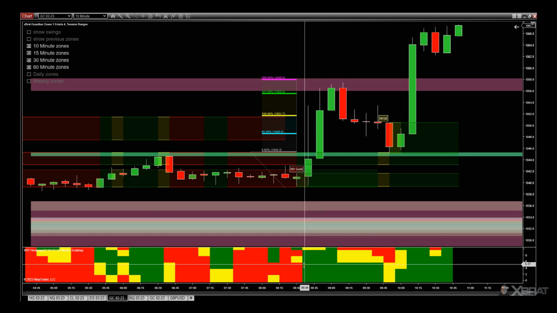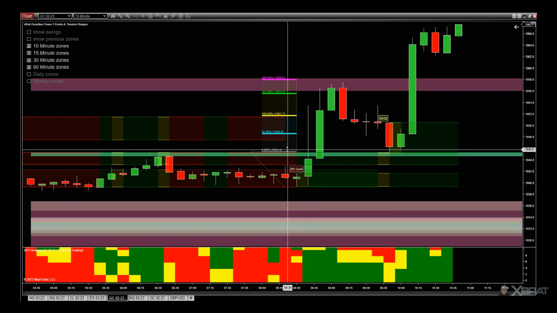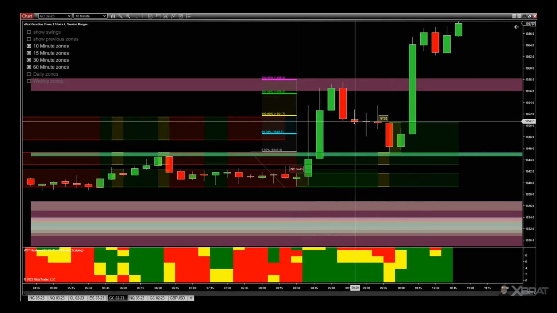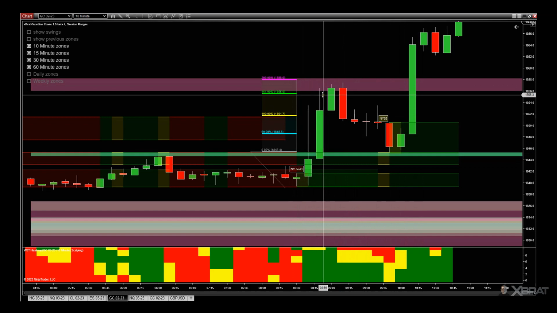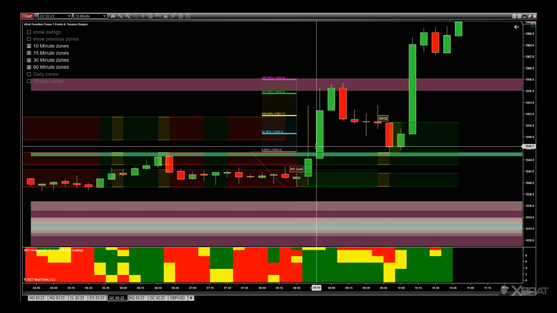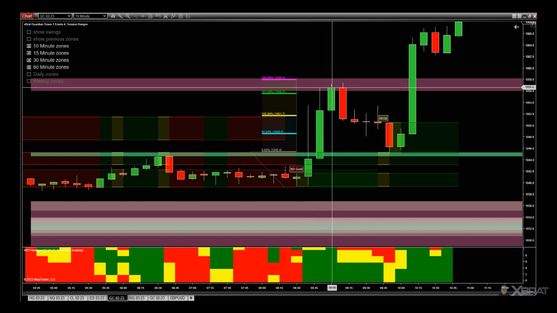We've got the bias depth heat map giving us some confirmation. We've got risk reward using the Guardian zones, fantastic, over 120 ticks odd to this next support resistance zone. So we put our order on, we put our take profit in just inside that zone, and away we go. So in 30 minutes, there or thereabouts, we hit the target of 120 ticks.